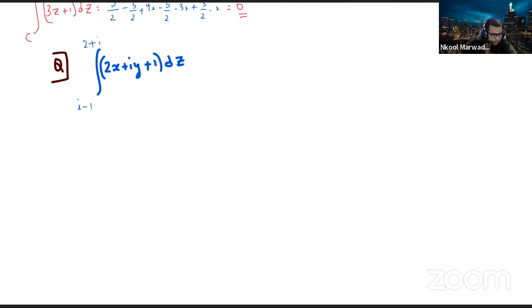Here the limits are given. So this we have to do. The question is straight away given and nothing else is given. So definitely z will be 2x plus 1 plus i, like x will be 2x plus y and y will be y itself.